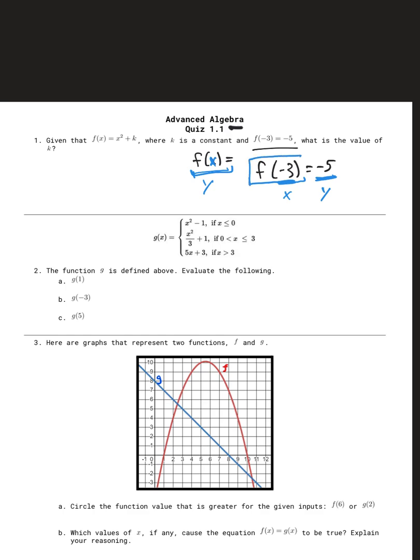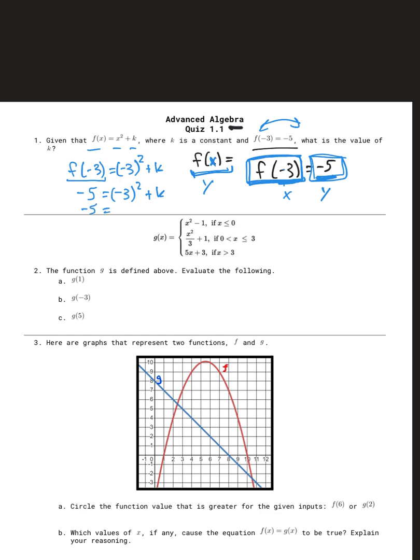So when you see the whole f of something equals something else, that tells you y is that other thing. The output of the input negative 3: when we input negative 3, the output is negative 5. Can you connect input and output in that? That's all it's saying. Now it's saying f of x equals x squared plus k. Well, our x is negative 3, so f of negative 3 equals negative 3 squared plus k. We don't know k, that's what we're solving for. When we plug in negative 3 into f, the function, we get out negative 5. So the function should equal negative 5.